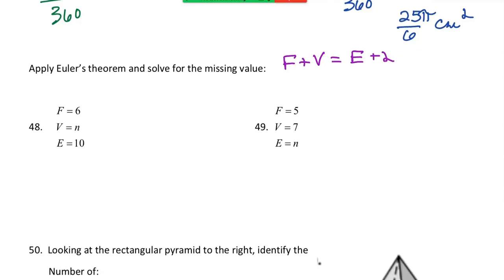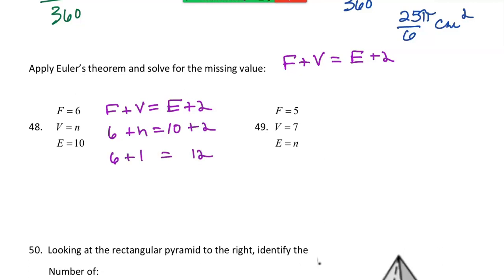So look what I have. I'm going to write my formula, which is always good form. Underneath my formula, I'm going to put in what I have. So F is 6, V is some unknown N, E is 10, and then plus 2. This is 12 on this side, so 6 plus N equals 12. Subtract 6 from both sides, and you get N, which is the number of vertices, is going to equal 6 in this case.